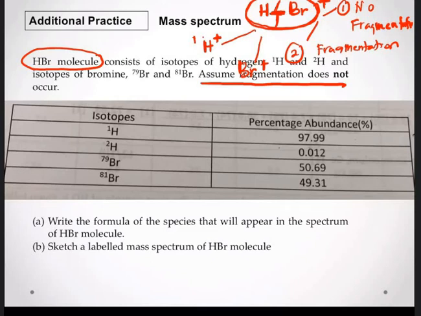Okay. Macam mana kita nak tahu ada fragmentation ataupun tak ada? Soalan memang akan bagi tahu. Macam contohnya in this question, assume fragmentation does not occur. Maksudnya tak ada yang akan berlaku bond breakage. And if based on your understanding, which one you should see more peaks? The one that undergoes fragmentation or the one that does not undergo fragmentation? Mana satu yang kita akan nampak lebih banyak peaks agak-agaknya? The one that happen fragmentation.